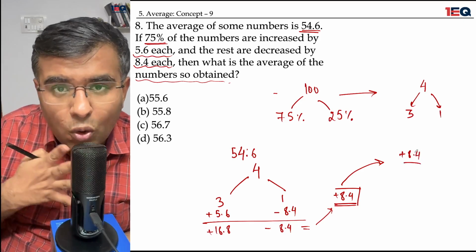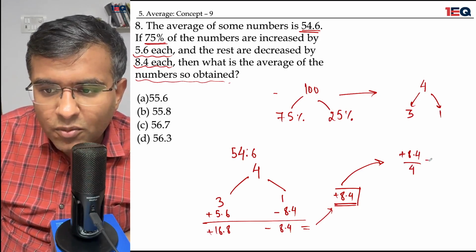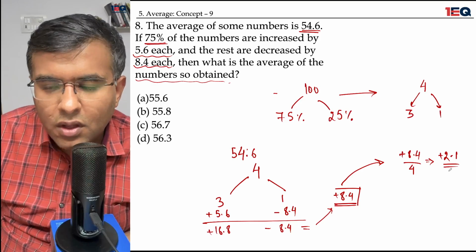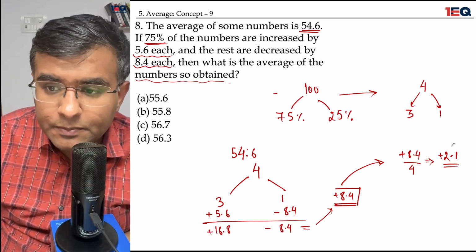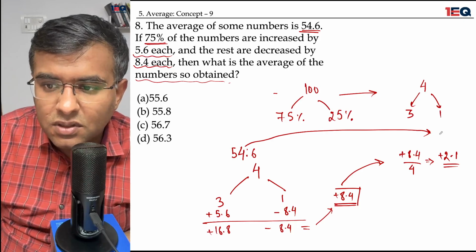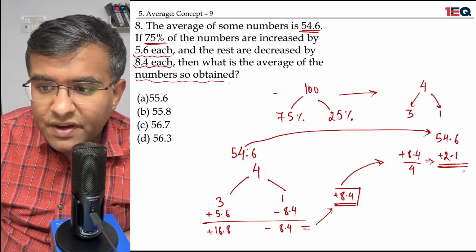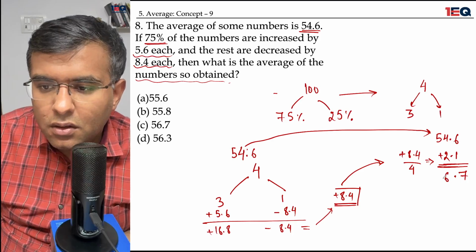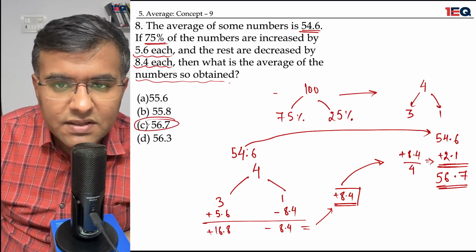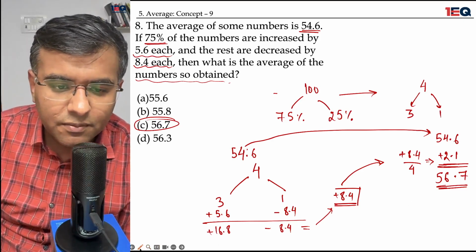This plus 8.4 would be divided across all 4 parts, which is 8.4 upon 4. So the answer would be plus 2.1. This plus 2.1 would be acted upon 54.6. So 54.6 is here, and there is a net positive effect of 2.1, and my final answer comes out to be 56.7.